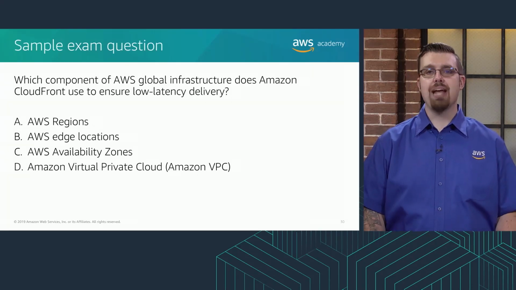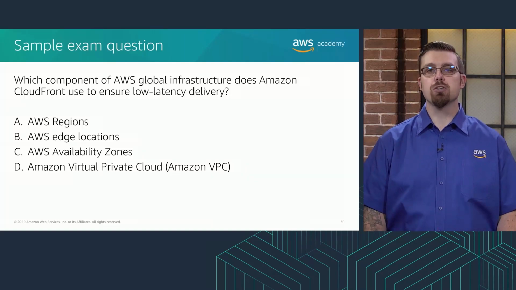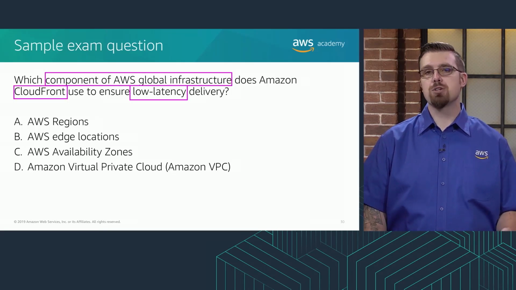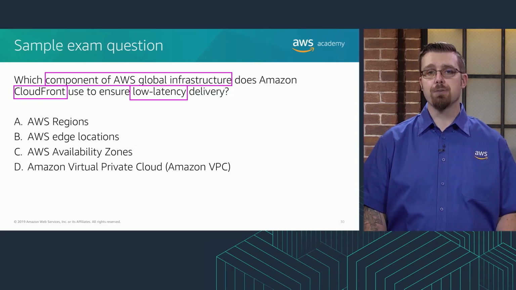Which component of an AWS global infrastructure does Amazon CloudFront use to ensure low latency delivery? The key words to recognize are component of AWS global infrastructure, which indicates that the focus of the question is on something that AWS provides, instead of on a resource that a customer might create or configure in their own account.